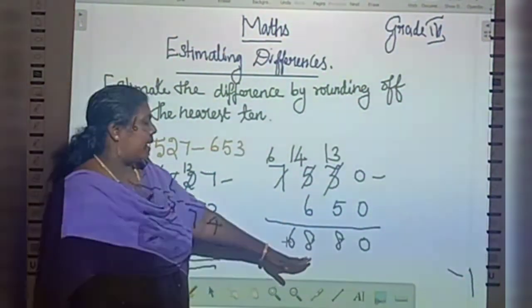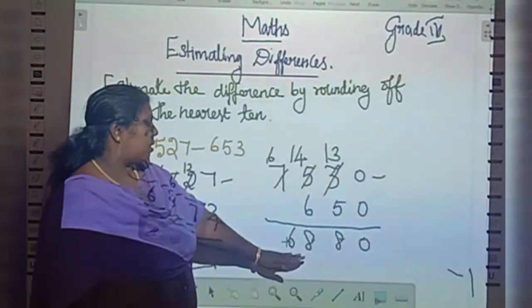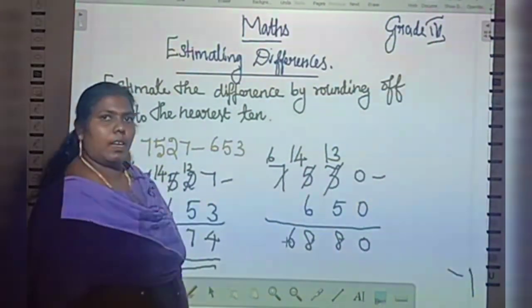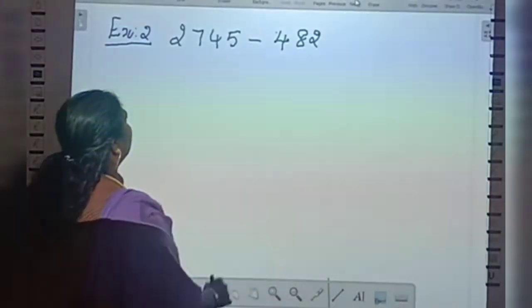See, here the actual difference is 6,874. But the estimated difference is how much? 6,880. Do you understand? Yes, one more example. See the next example.